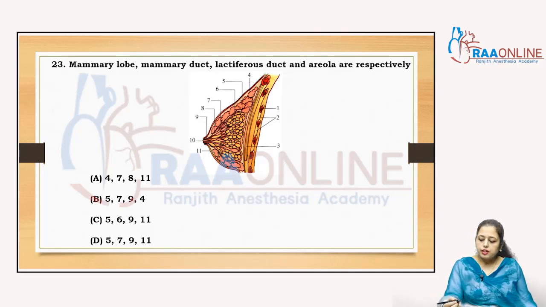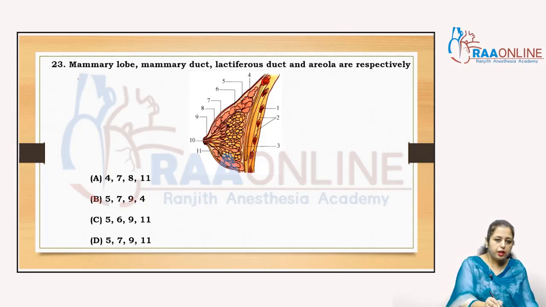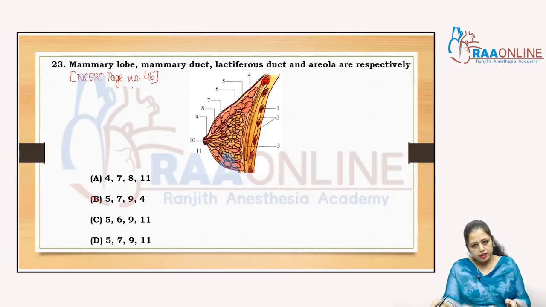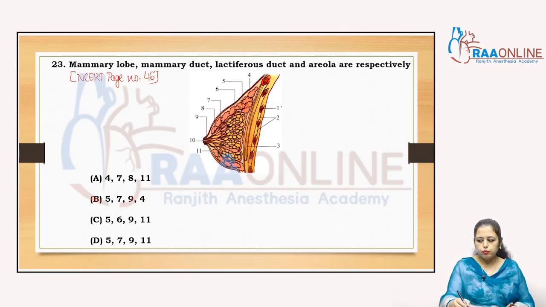This is the sectional view of the mammary gland, right, which is given in NCERT page number 46. The exact diagram is given in NCERT page number 46, right? What will happen here? That one shows the ribs, that second shows the muscles of the ribs, right?